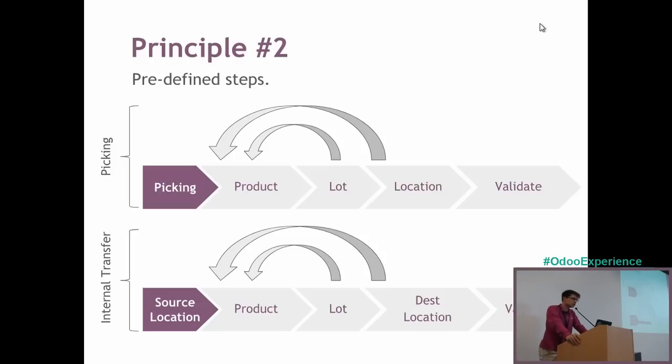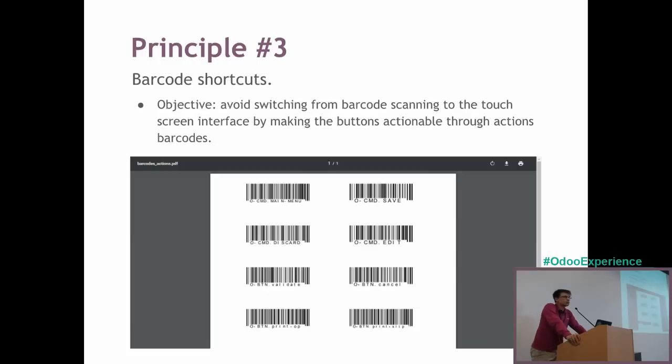So that's the second principle. These are the predefined steps that help you follow a given path to transfer your products. And then the third principle that helps us to be very efficient when using the Barcode app is that you have barcode shortcuts, which means that we have added in the system some barcodes that you can use to trigger some actions that you have in the view.